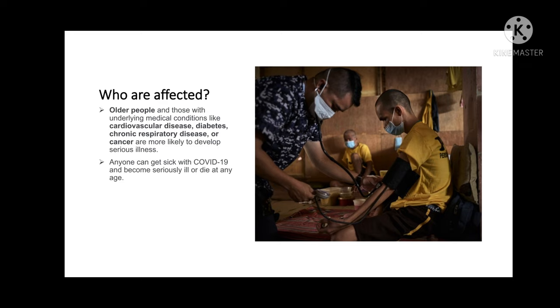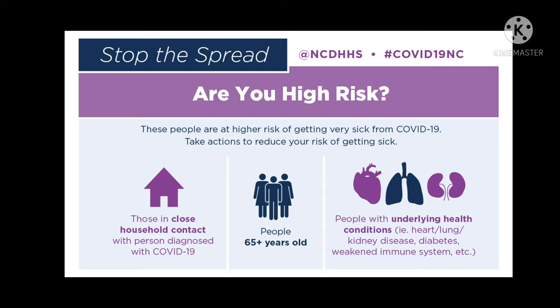So the best way to prevent and slow down transmission is to be well informed about the disease and how the virus spreads. Take a look at this infographic by NCDHHS and check if you are at high risk of being infected with COVID-19. We can always take actions to reduce our exposure and risk of getting sick with COVID-19. So check if you are in close household contact with a person diagnosed with COVID-19. Do your parents already belong to the senior citizen category? So check that out as well. Or does anyone from your family or friends have underlying health conditions?